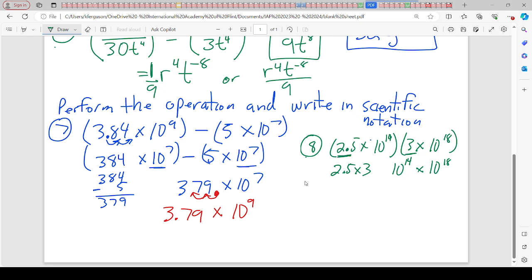Okay. So 2.5 times 3 is 7.5. I just multiplied 2.5 times 3 is 7.5. Now, 10 to the 14th power times 10 to the 18th power. They are two things that I'm multiplying that have exponents and they have the same base. So I just add the exponents. So that's going to be times 10 to what? The 32nd? And that's my answer. That's in scientific notation because I got one number in front of the decimal and I got my power of 10. So I don't have to make any adjustments there.